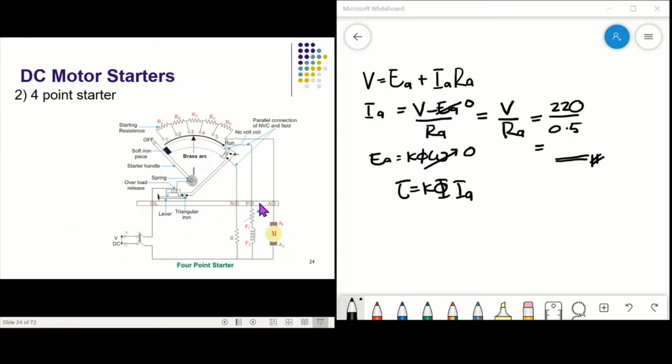And then we have a 4-point starter. The main difference between a 3-point starter and a 4-point starter is that the no voltage coil is not connected in series with the field coil. This is the no voltage coil, and this is the field winding. It is not connected in series compared to the 3-point starter, and the field winding gets directly connected to the supply.